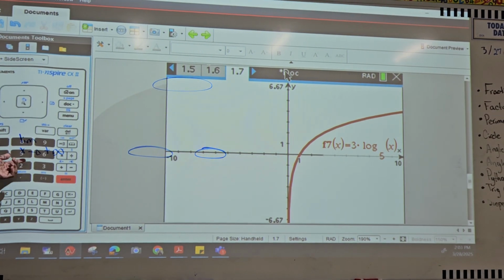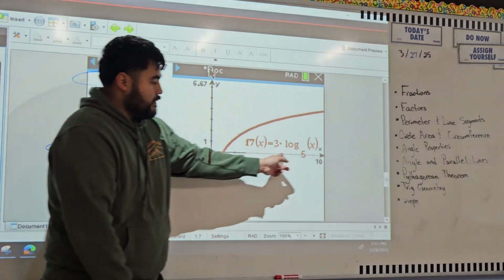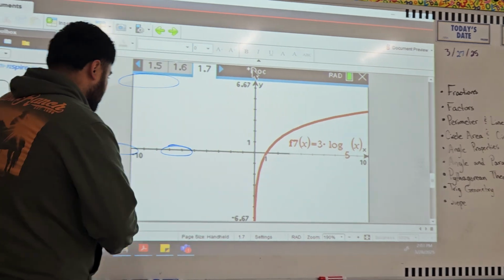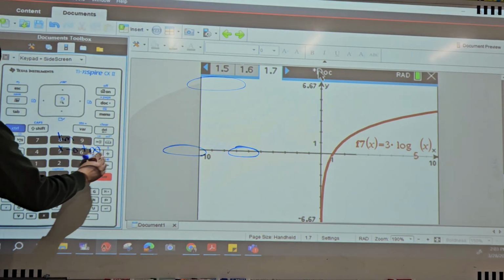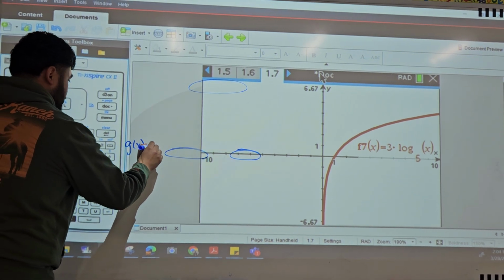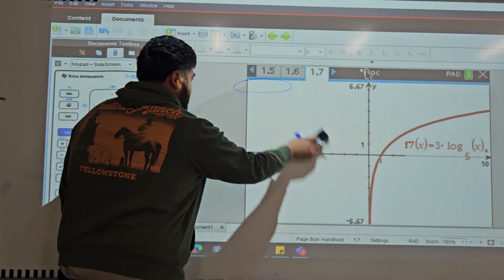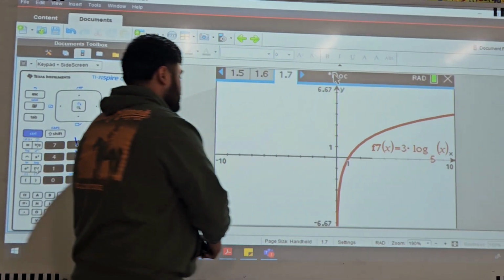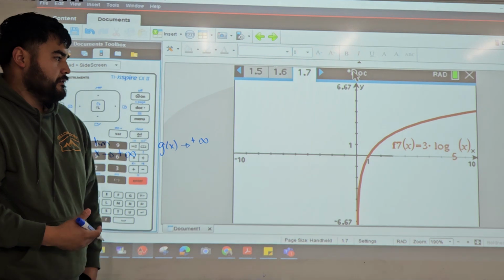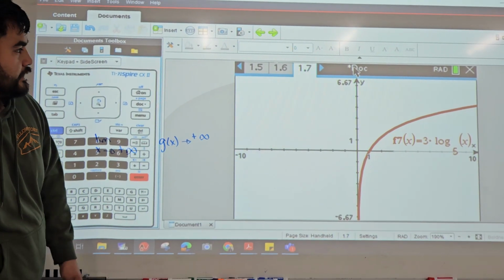So what's happening when x is approaching positive infinity? When you start here and x goes to positive infinity, what's happening to my y? My y is increasing, so g of x is approaching positive infinity. That's just based on the graph. So you see how it doesn't matter what function they give me, you can just graph it because you're allowed to use a calculator here.